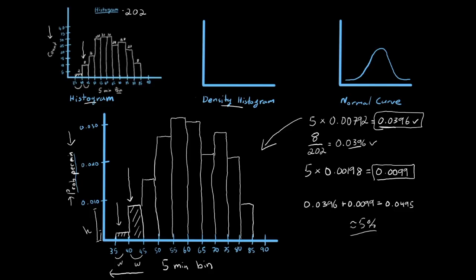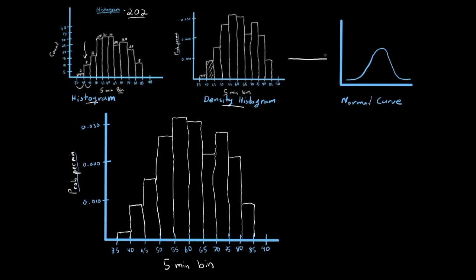Now, that's great for John, but we still haven't answered our question of what is the y-axis in the normal curve. So now let's go from the density histogram to the normal curve. To get from our density histogram to our normal curve, let's imagine that instead of having only 202 runners, we had thousands or maybe tens of thousands of runners. Then we would have enough data to fill in more narrow bins. And by that, I mean, instead of a 5-minute bin, let's imagine we had a 1-minute bin instead. So our bins would be more narrow.